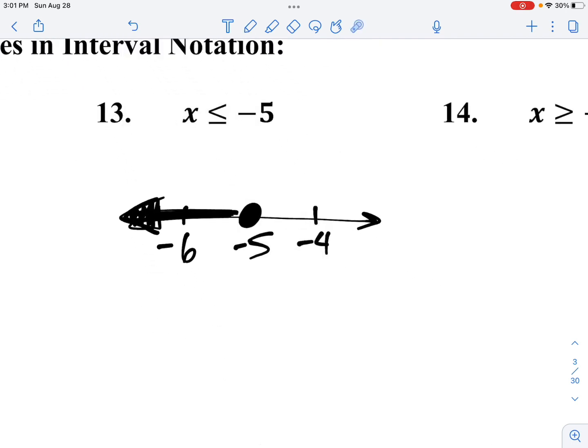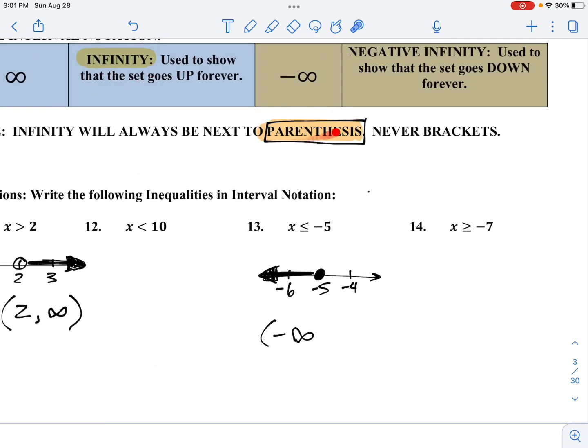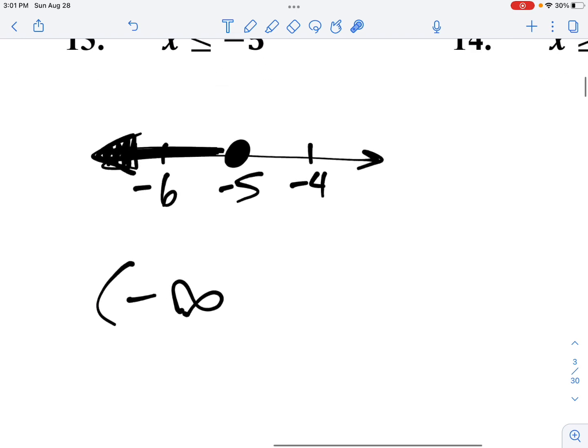Now, how do I write this in interval notation? So my shading is going to the left forever. That means all the way to -infinity. And remember, infinity always has a parentheses on it. So that's always a parentheses when you use infinity. And where does my shading stop? It looks like it stops here at -5, and I do not have any more shading or coloring after that. So I'm going to put -5. This is a closed circle though, so that means bracket.